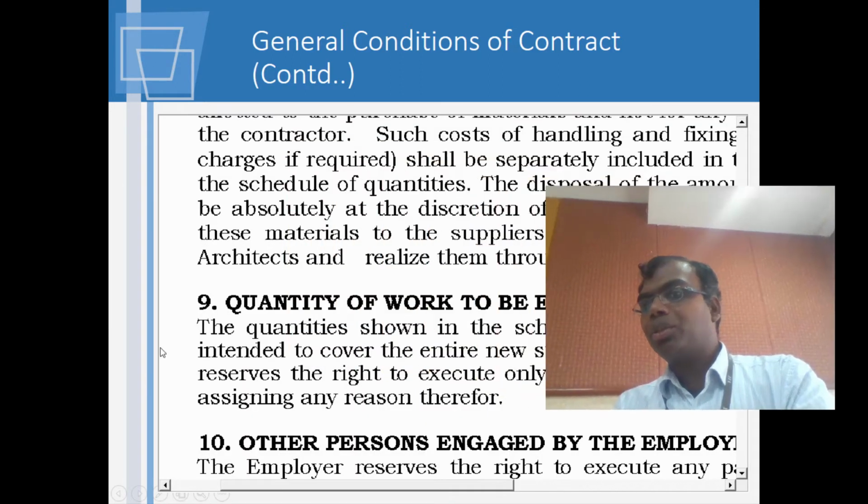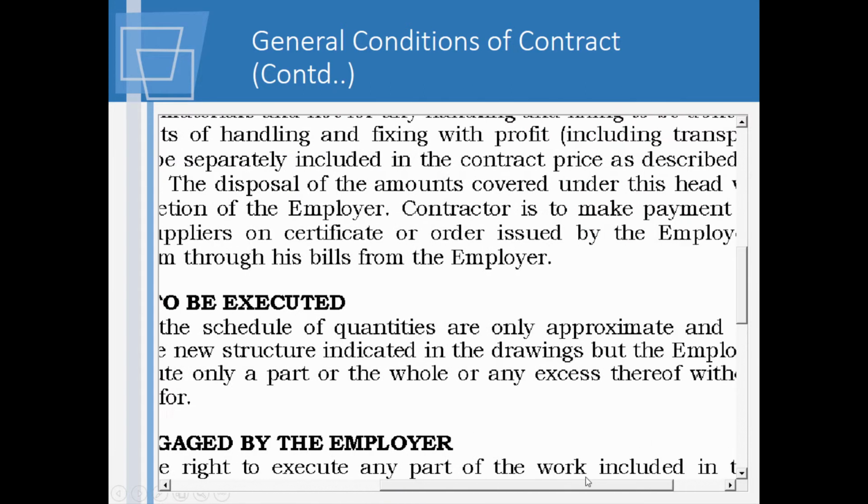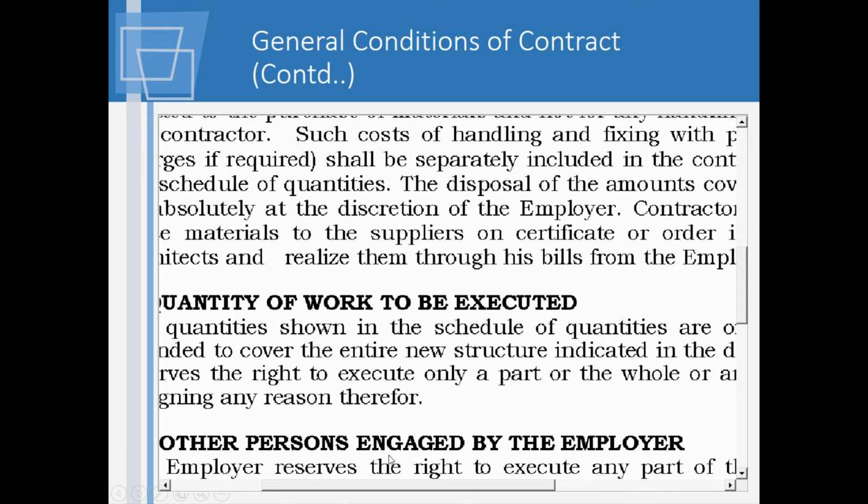Now, he just makes a note on quantities. The quantity shown is intended to cover entire new structures indicated in the drawings, but the employer reserves the right to execute only a part of it. So you see, now again the contractor is left out on a limb. He'll think, I'm going to do so many buildings, I'm going to do 3 buildings, for instance. But after he wins the job, the owner can say, no, I will not give you 3 buildings, I'll only give 2 buildings. This is a risk which you have to have a look at. Okay.